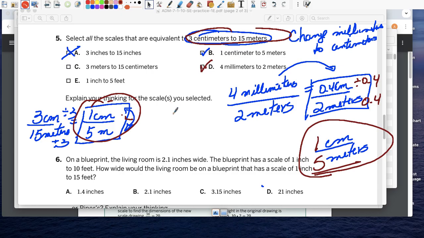Then we have the last one. 1 inch is 5 feet. That doesn't even make sense. Okay. No. Please. No.